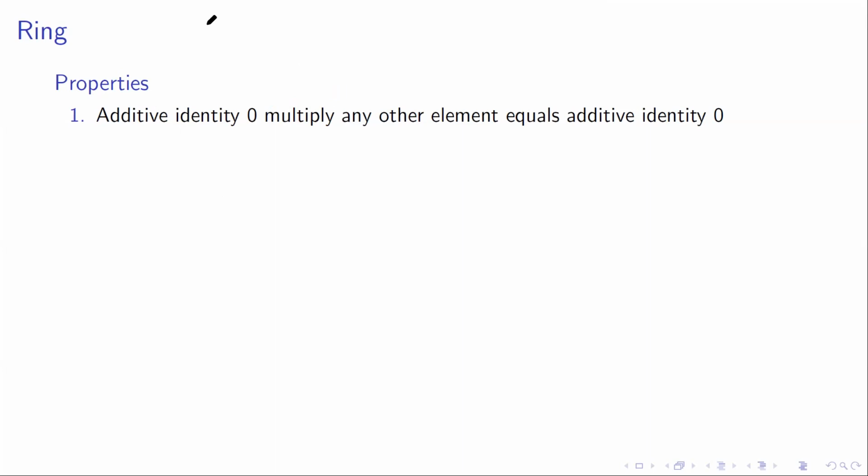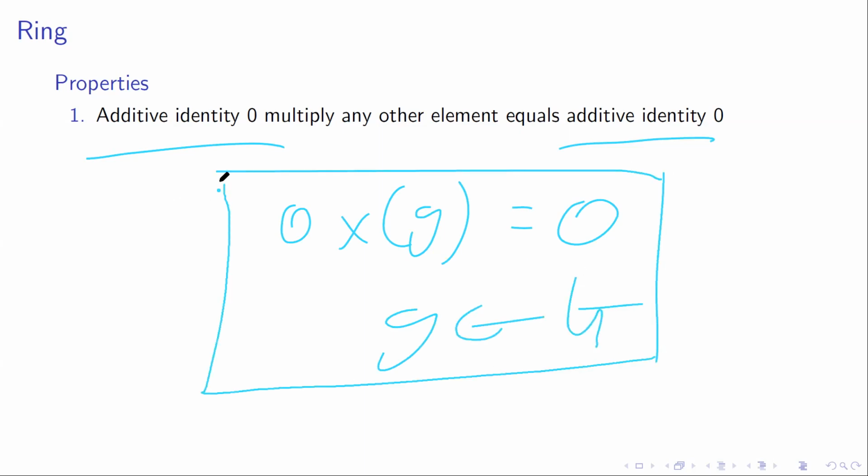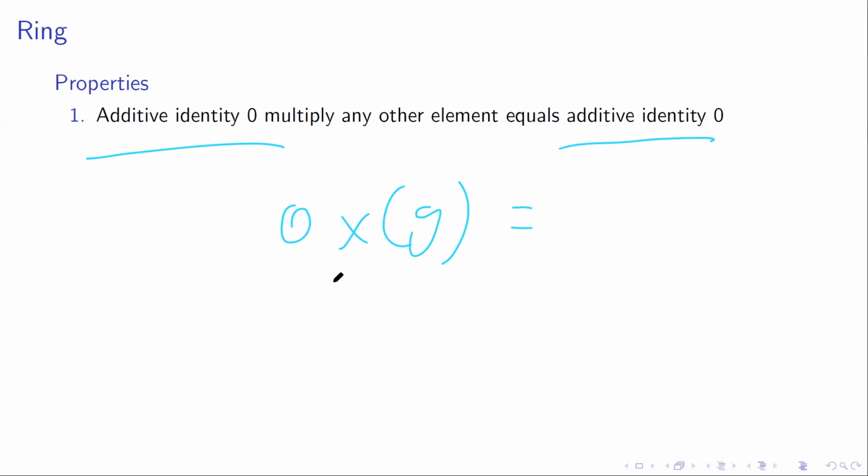Additive identity multiplied by any other element equals back to the additive identity. So now we need to prove this. If we have an additive identity 0 and we multiply any other element in G, we always get back the additive identity. Why is this the case? We want to prove this. So how can I prove this? I'll just prove it on the spot.